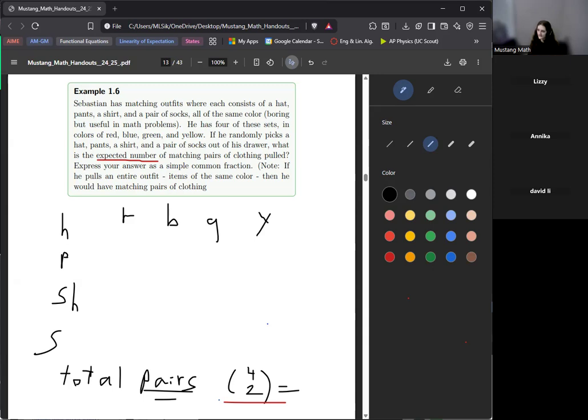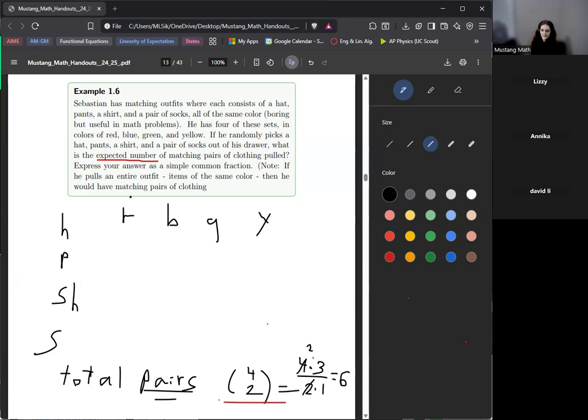Just quickly checking, is there anyone who doesn't know how the choose function works? Okay, I'm just going to assume that you do. If you Google it, you'll end up looking at this absolutely horrendous looking function, but it's a lot simpler than that, trust me. This is going to be 4 times 3 over 2 times 1, and then these cancel out, which is just 2 times 3, which is 6.